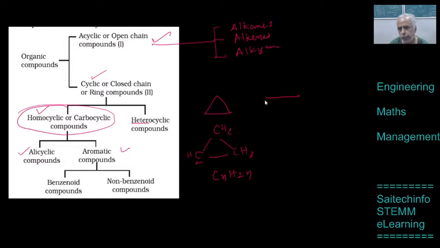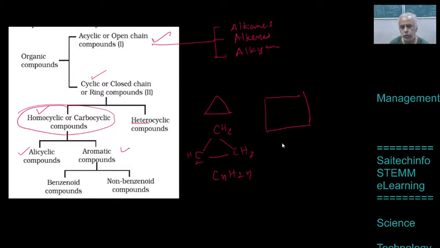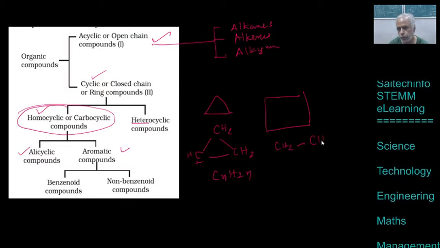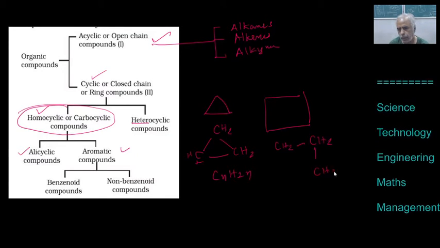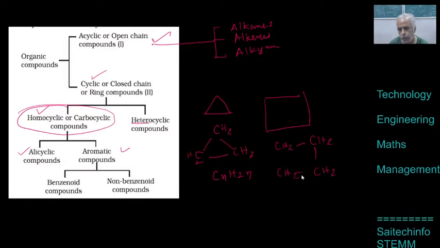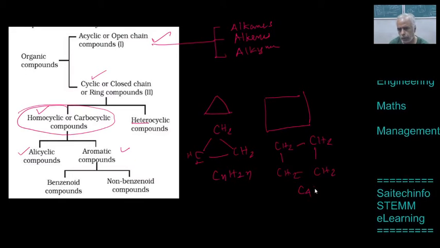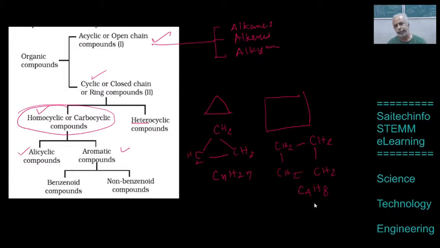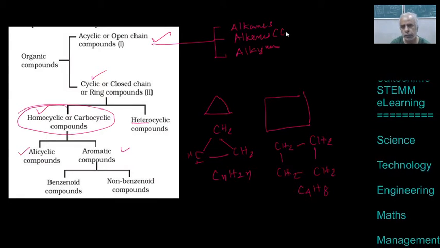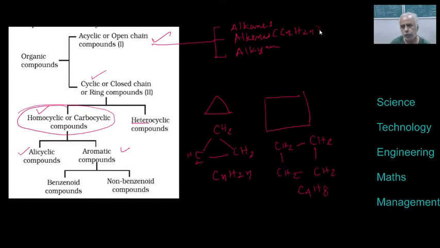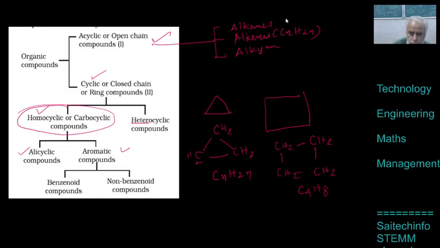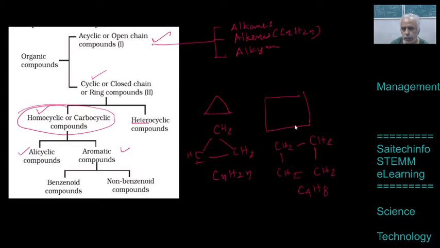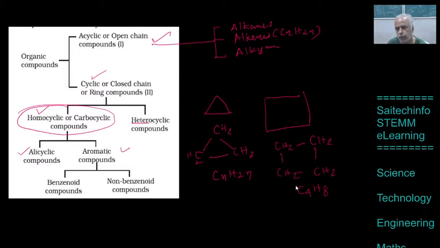Let me consider cyclobutane. So CH2, CH2, CH2, CH2. Close the structure. So C4H8. That is the general formula of alkene, is it not? For alkene we have already seen CnH2n. For alkane you know CnH2n+2. For alkyne CnH2n-2. So we are talking about cycloalkanes, which have the same molecular formula as alkene.